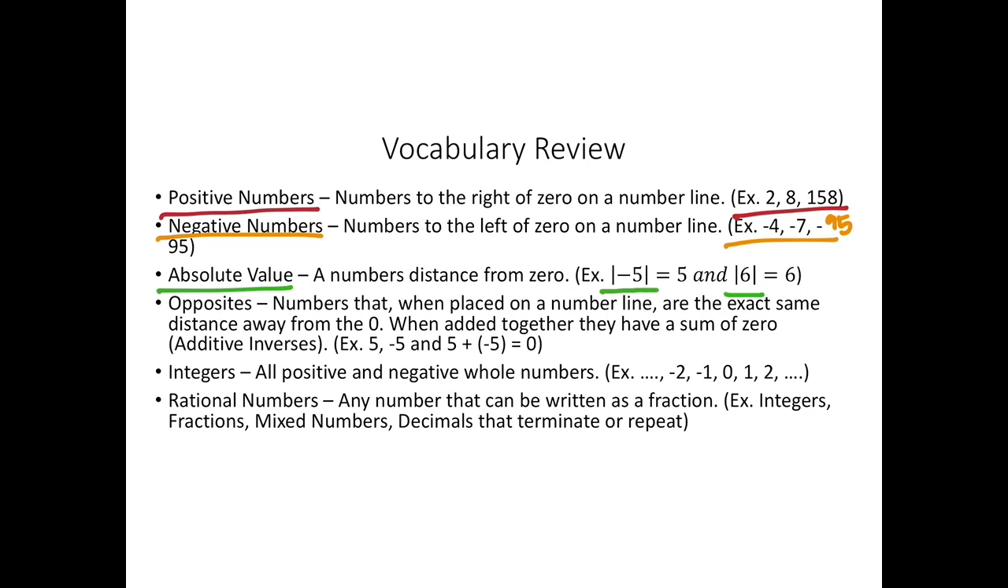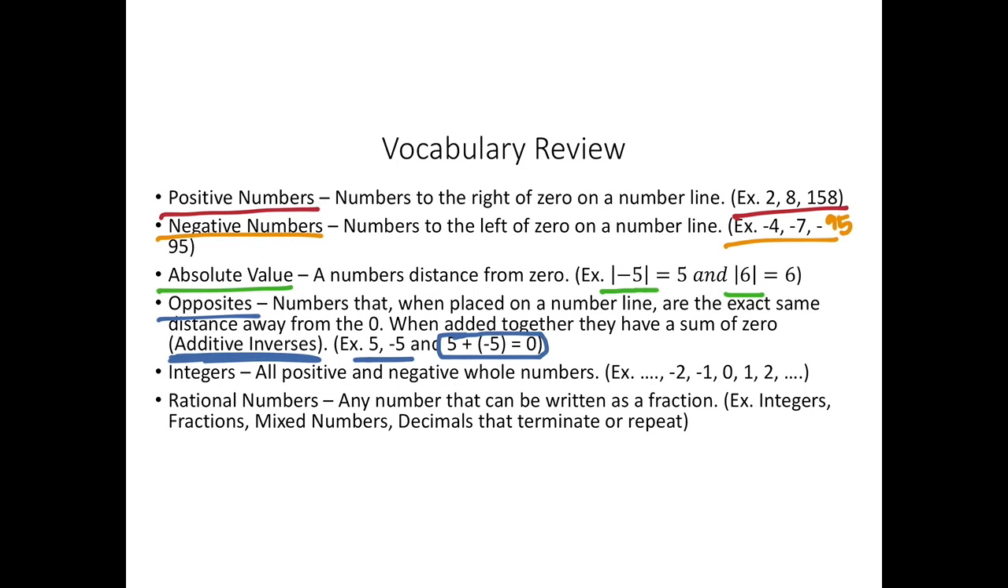Now, opposites are numbers that when placed on a number line are the exact same distance away from 0. So that's numbers like 5 and -5. They both have an absolute value of 5. So those two numbers would be called opposites. Now, when we add opposites together, they have the special relationship of adding and having a sum of 0. Those are what we call additive inverses.